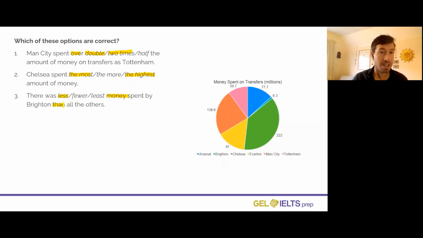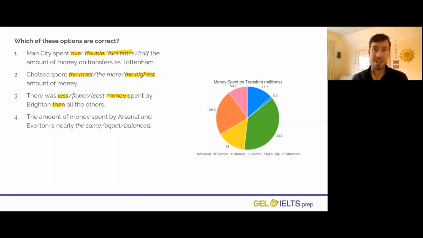And again, we're using this than to compare them. Least is the opposite of the most. It's when you're saying it's the smallest. But here, because we've got than, we're making a comparison between two things. We're making a comparison between Brighton and all the others. All the others in this sentence is just one thing. So we're comparing those two things. Now look at the next question and choose the correct option.